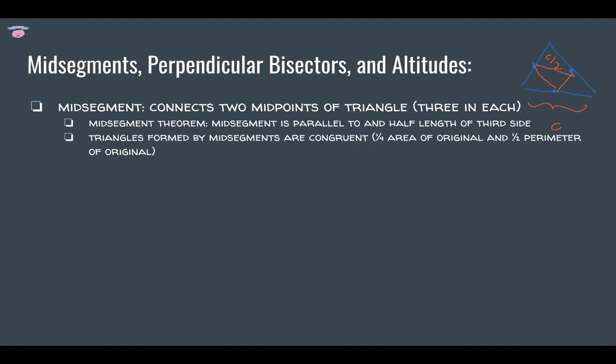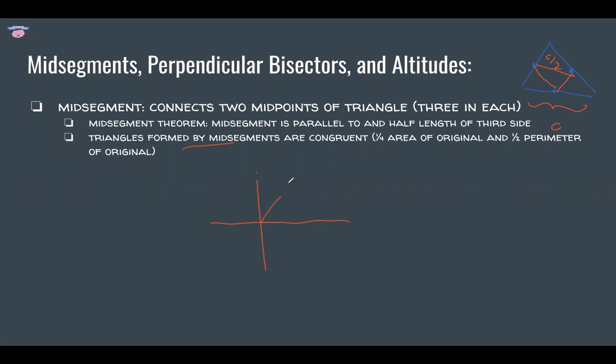And that's not the only triangle that's formed. There's this one, there's this one, there's this one, and there's this one. There are 4 triangles, and they're congruent to each other. Each of them has 1/4 the area of the total original triangle and 1/2 the perimeter of the original triangle. That's extremely important when it comes to mid-segment problems. And I'll also prove this right here.